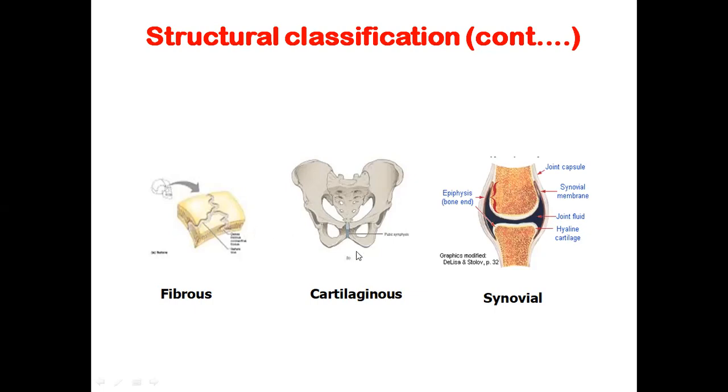This is an example of cartilaginous joint. This is the bone of pelvis. This is the pubic bone, another pubic bone of the right side. These bones are united with each other by a cartilage. So these joints are called the cartilaginous joints.